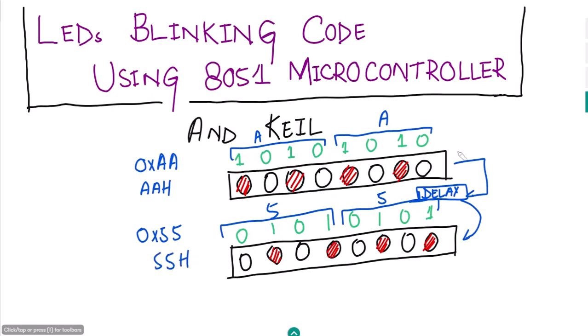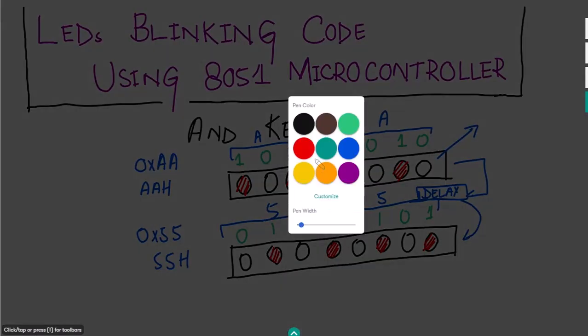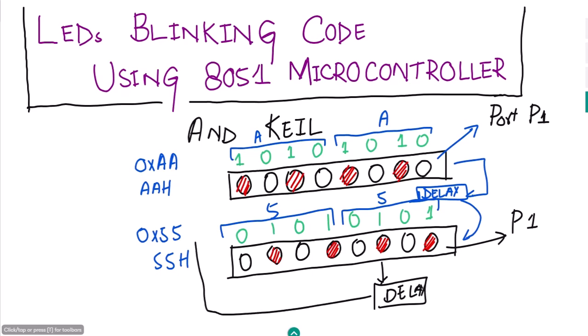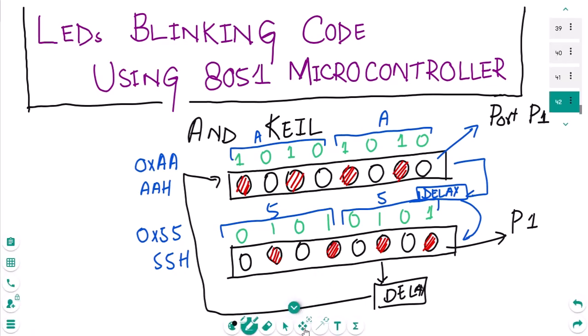So what will happen? Let me call it port P1 of my microcontroller, the port with which these LEDs are connected. After some delay, this port will change as well. This delay will be created, and after it another delay will be created to hold this value, and after it, this will occur. So again, this was the idea.